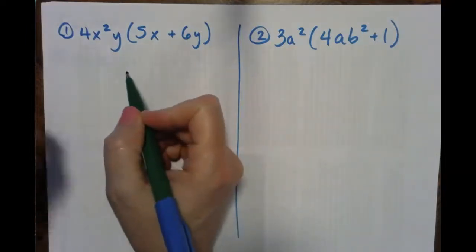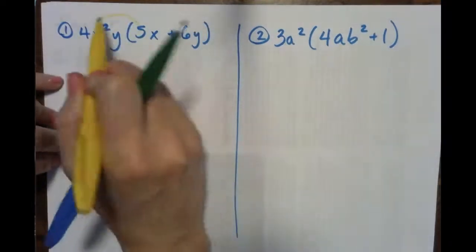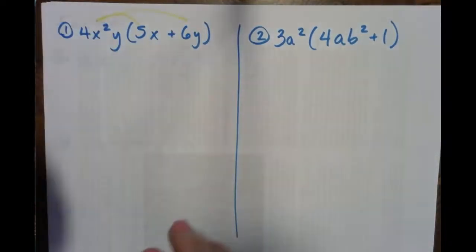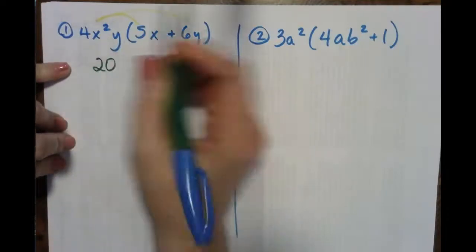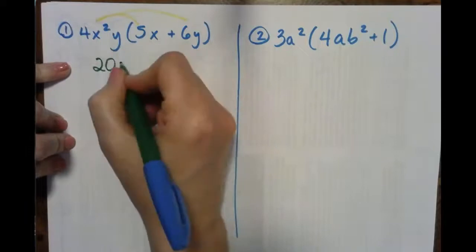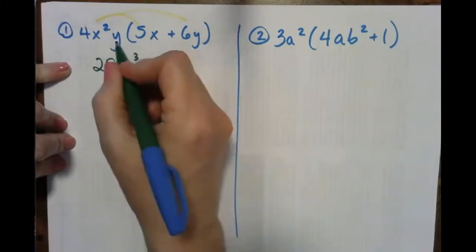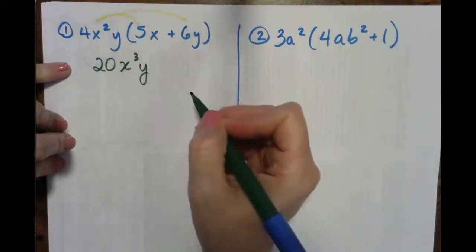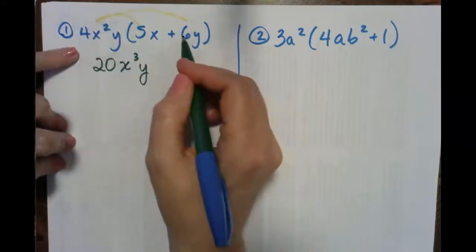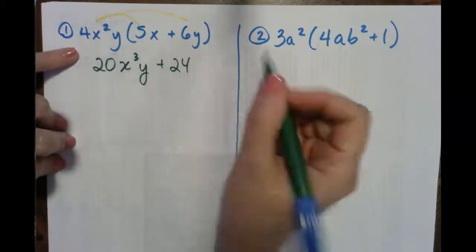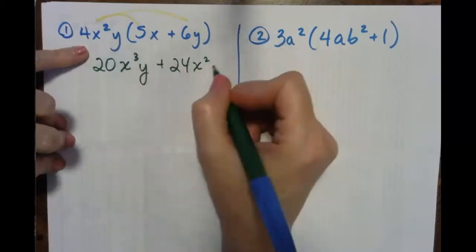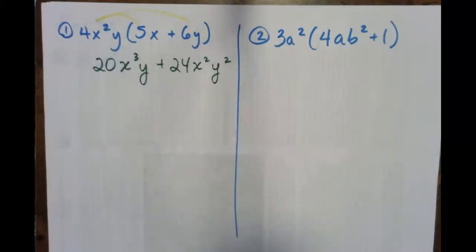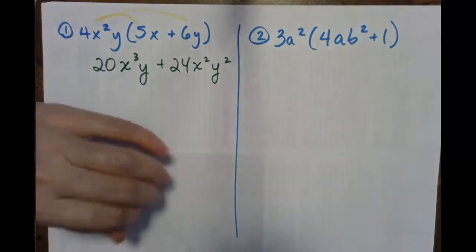Number 1, we are using the distributive property. Remember your properties of exponents here. 4 times 5 is 20. X squared times x is x to the third. And then y comes along for the ride. 4 times 6 is 24. X squared comes along for the ride, and y times y is y squared. So there we go. We used the distributive property and followed the properties of exponents.